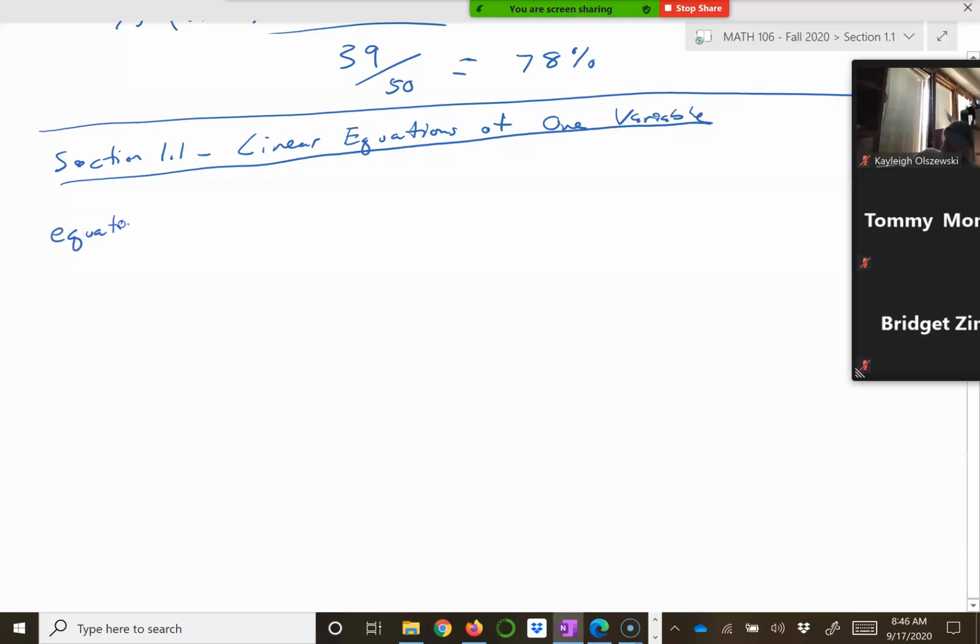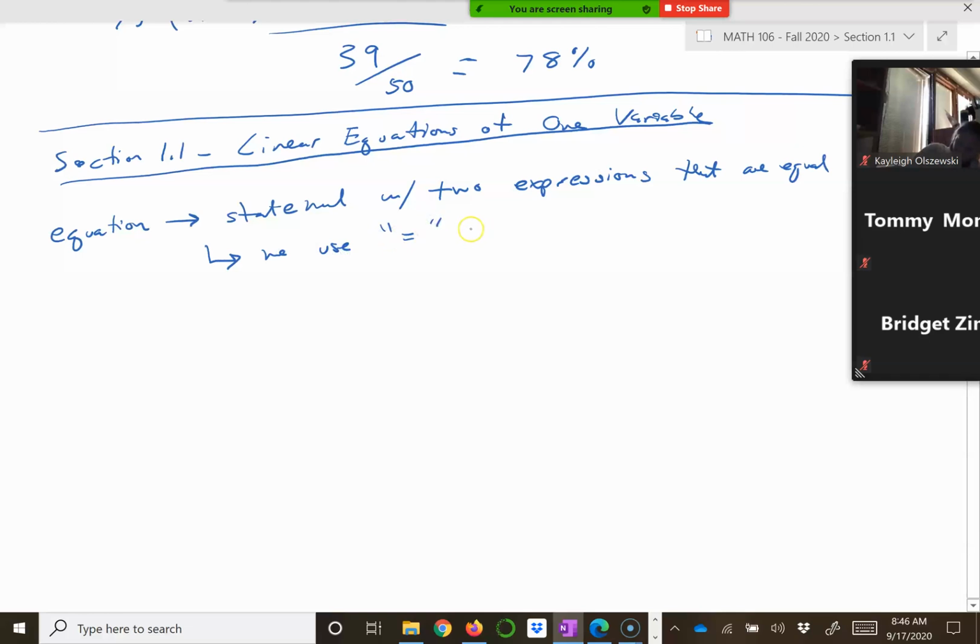So let me briefly define what we mean by equation. It's just a statement with two expressions that are equal. All right? Because we use the equal sign to separate the expressions.